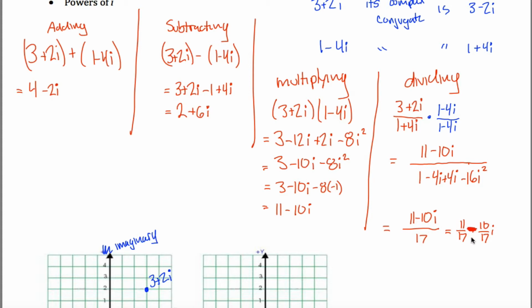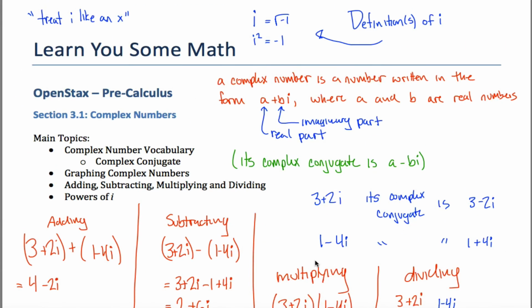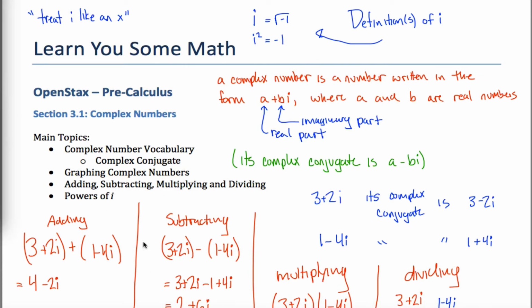There we go. This is equal to this. You subtract the numerators. 11 minus 10i is exactly what you have here, and you write your common denominator once, you get the 17. The advantage of this form is now it's a complex number, so I can call that my final answer. Last thing I want to do is look at powers of i.